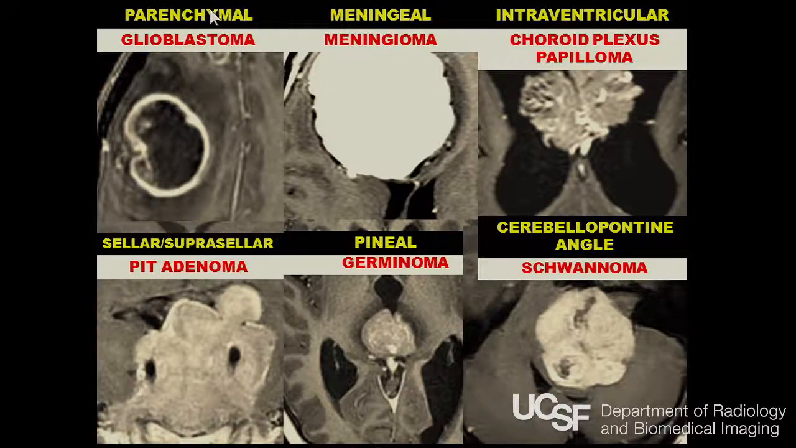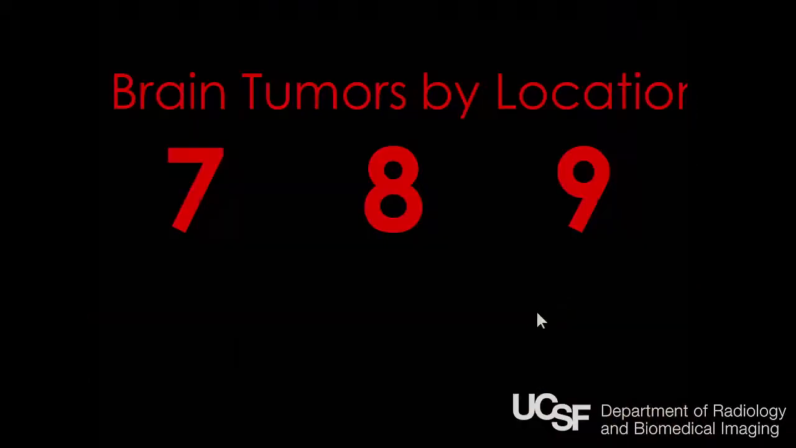One of the most common parenchymal tumors is the glial neoplasm. Metastases will also be in this category. By far, meningioma is the most common primary brain tumor. Choroid plexus tumor is probably one of the most common intraventricular tumors. Sellar, suprasellar, number 1 pituitary tumor. Pineal gland, germinoma or pineal parenchymal tumors. CP angle, schwannoma, but also meningioma.